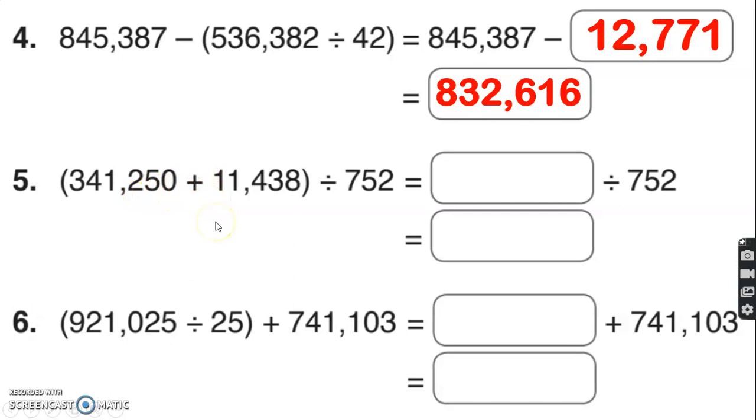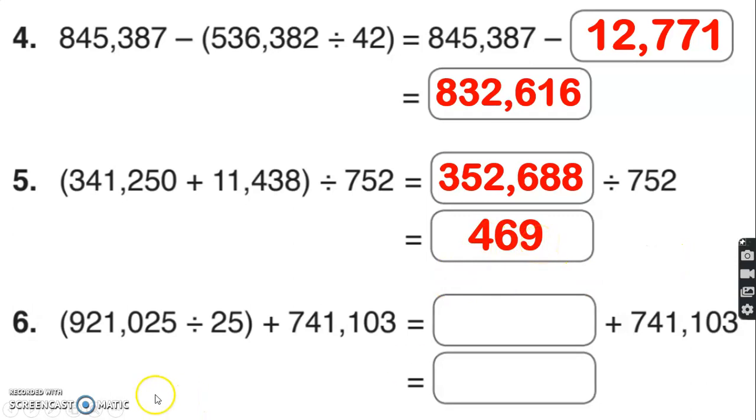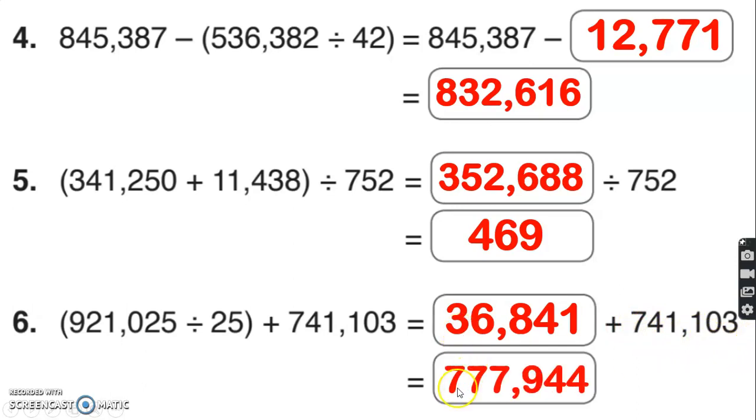Next, number 5: 341,250 plus 11,438 is equal to 352,688, divided by 752 is equal to 469. Very good. Next, number 6: 121,025 divided by 25 is equal to 36,841, plus 741,103 is equal to 77,944. Do you understand? Each number has two answers.